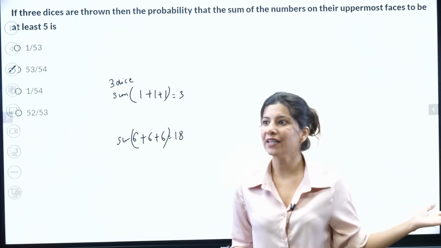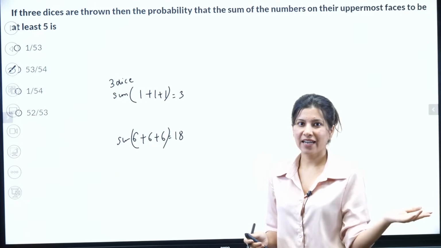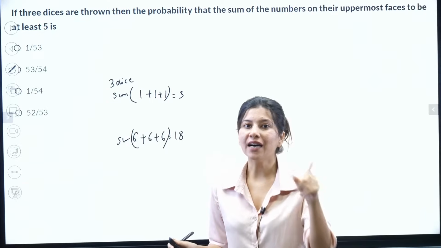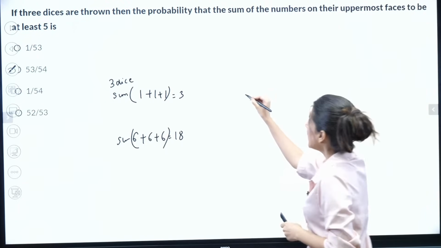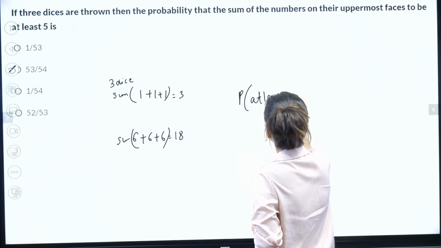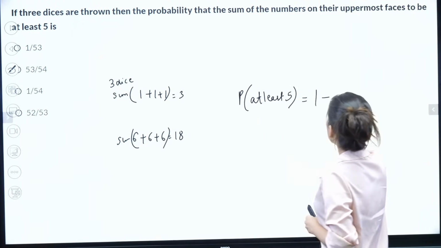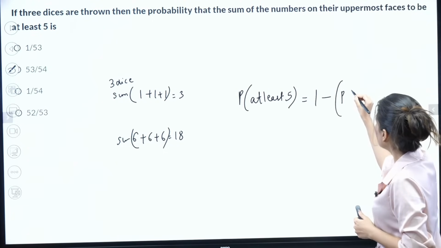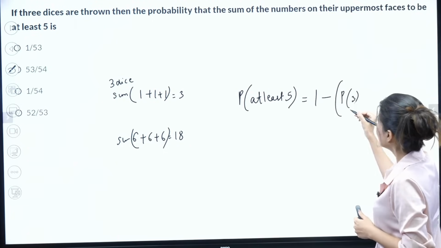This is going to be very difficult, right? I am not a fool. I don't want to calculate that. Rather, what we will do is, the probability of at least 5 is equal to 1 minus the probability of getting 3, probability of getting 3, right?